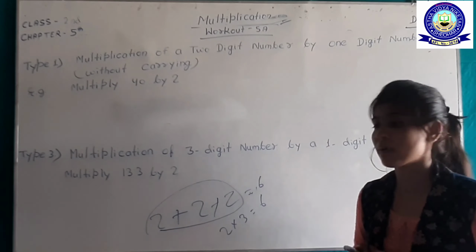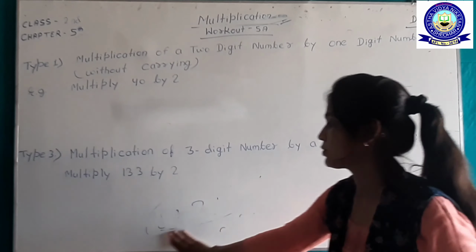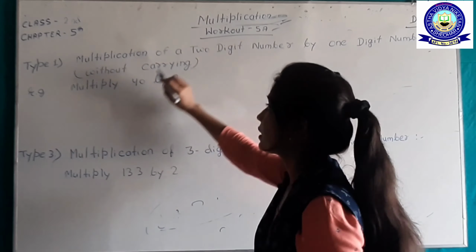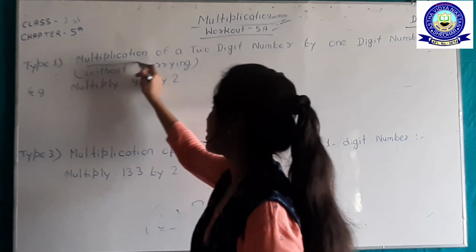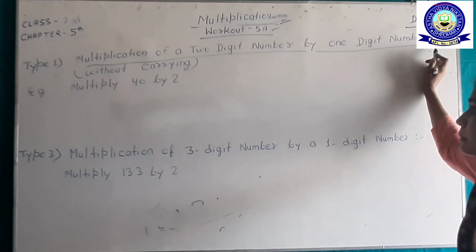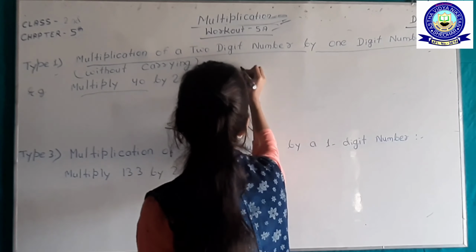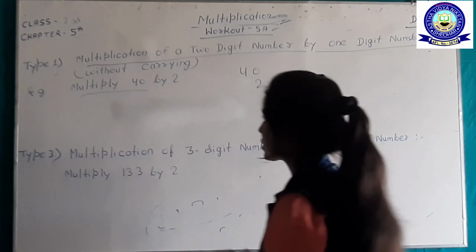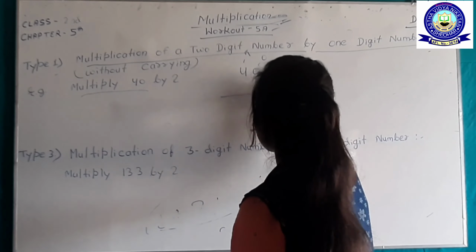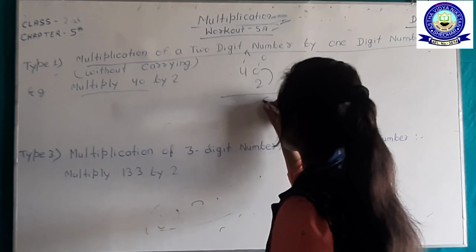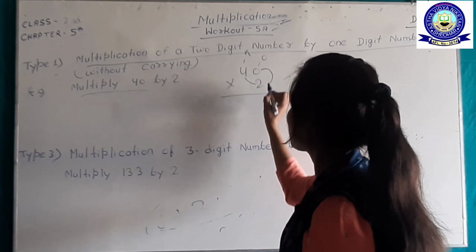In your previous class we did how we multiply between digits or numbers. In this class you have to read about your exercise 5th A, and there are many types of questions in your exercise. Here is your type 1 question: multiplication of a 2-digit number by a 1-digit number without carrying. You have to multiply 40 by 2. This is multiplication without carrying, 0 for ones and 4 for tens. When we multiply 0 into 2, we get 0. This is the multiplicative property of 0. And when we multiply 4 into 2, we get 8.